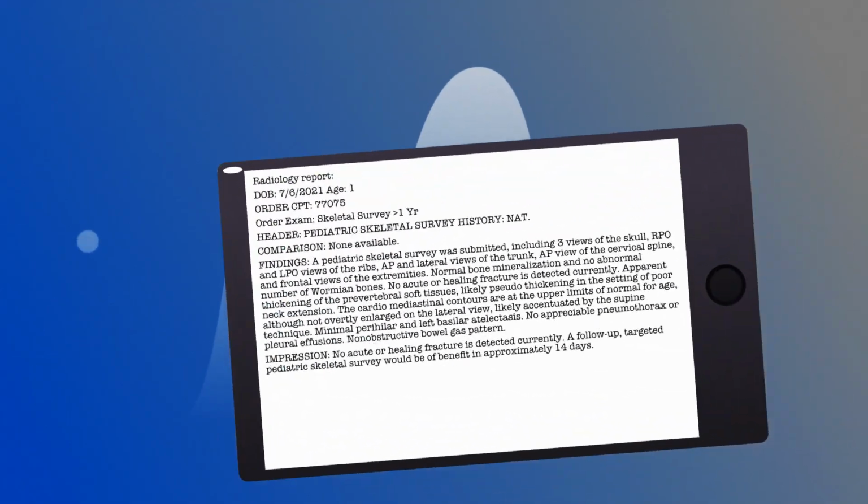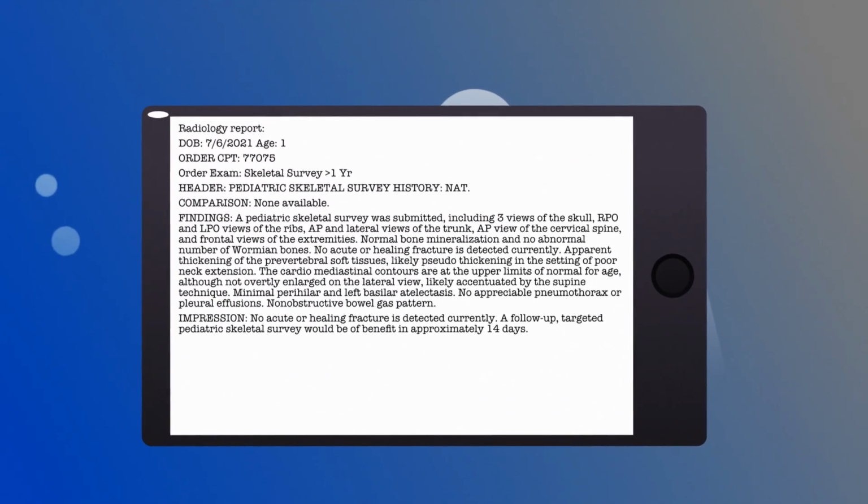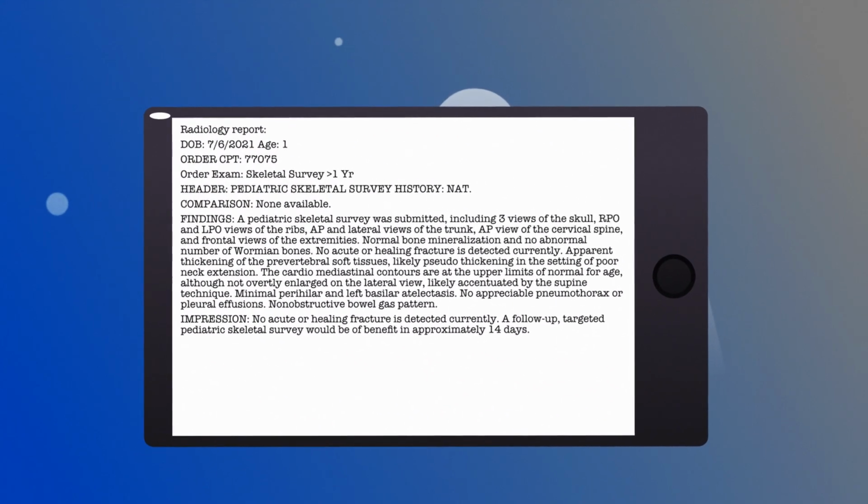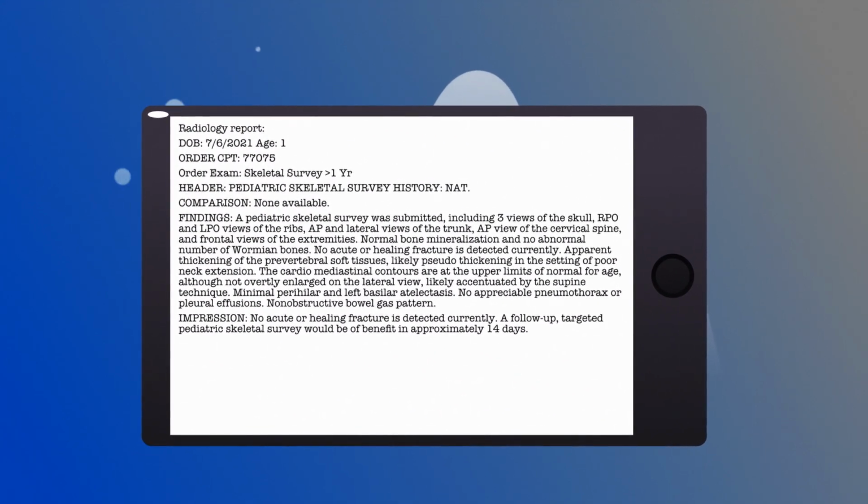Report example. Age 1 year old. Order: exam, skeletal survey, more than 1 year. Header: pediatric skeletal survey. History: NAT, non-accidental trauma. Comparison: none available. Findings: a pediatric skeletal survey was submitted, including 3 views of the skull, RPO and LPO views of the ribs, AP and lateral views of the trunk, AP view of the cervical spine, and frontal views of the extremities.